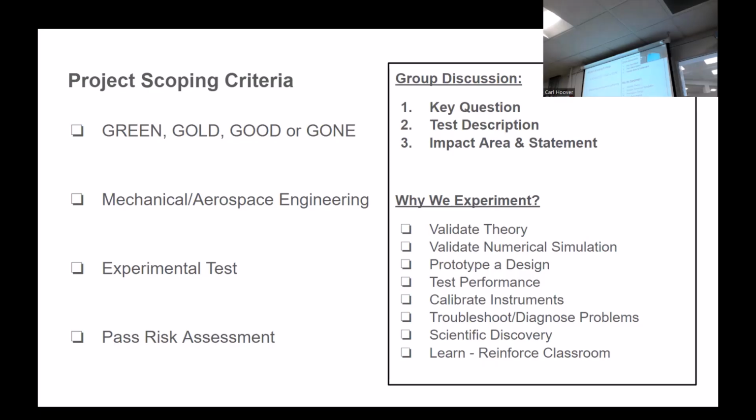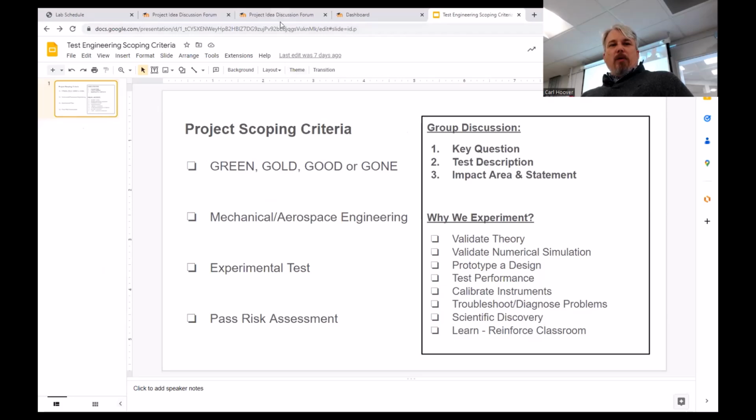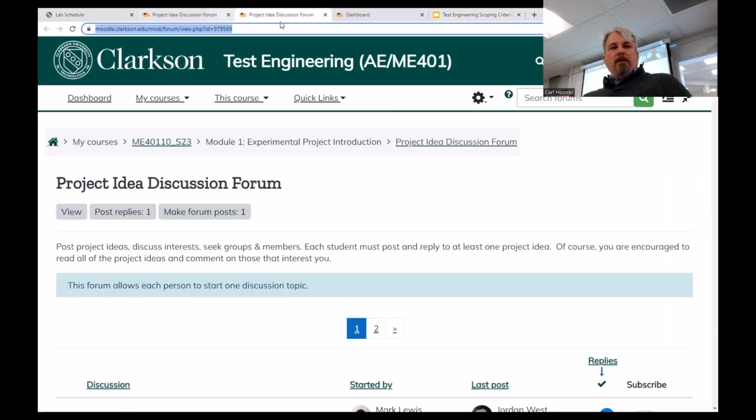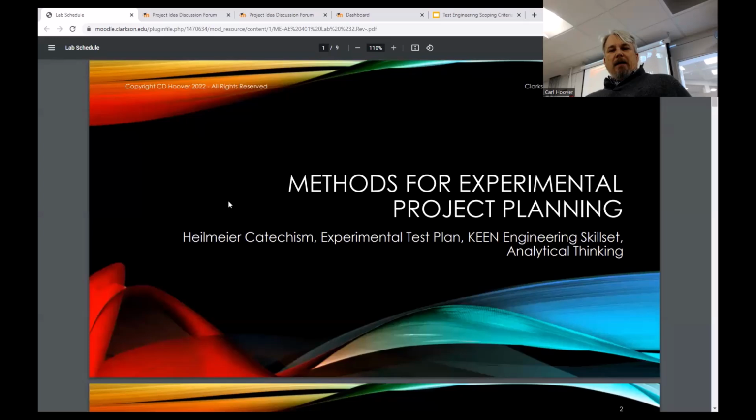So that's our version of starting to socialize those ideas, narrowing the funnel for what projects we're going to do in class. And so the next part of the class today is going to be giving you some preparation for what the next assignment involves. This is basically a set of tools, methods, and frameworks to help you start looking at your problem or project idea from different angles. We're going to talk about the experimental test plan, the Keen Engineering Unleashed framework, and the Heilmeier Catechism.